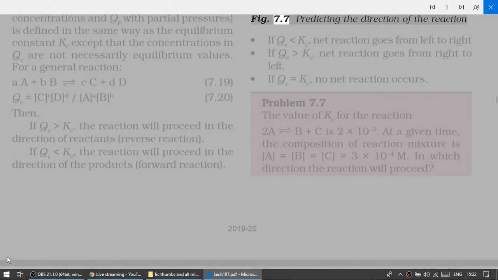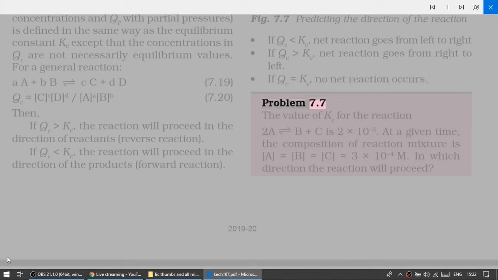Fig. 7.7 Predicting the direction of the reaction. If Qc < Kc, net reaction goes from left to right. If Qc > Kc, net reaction goes from right to left. If Qc = Kc, no net reaction occurs.